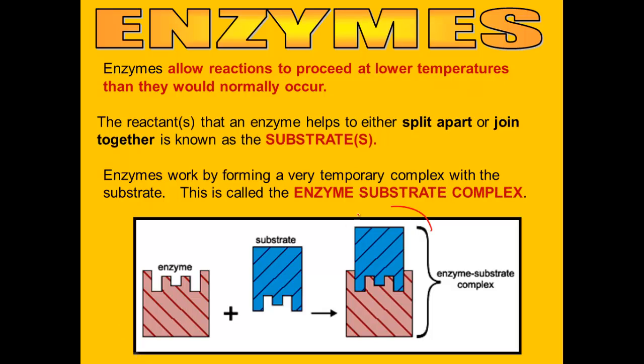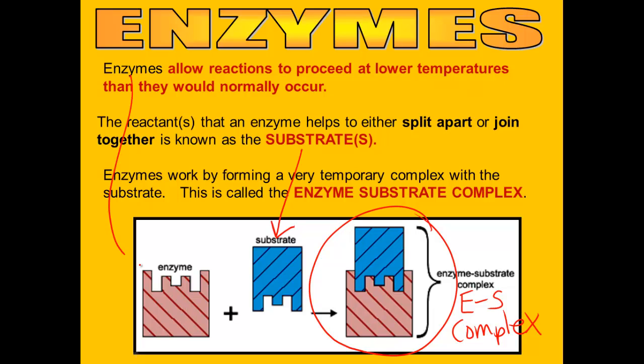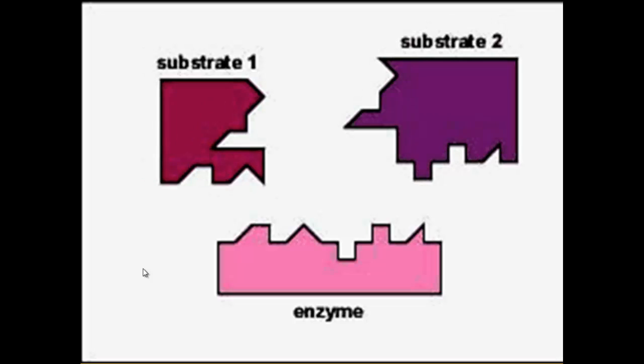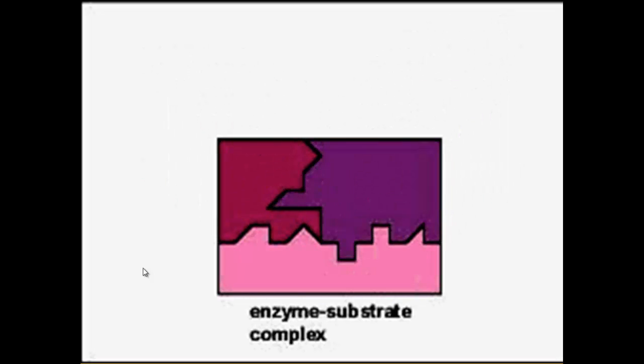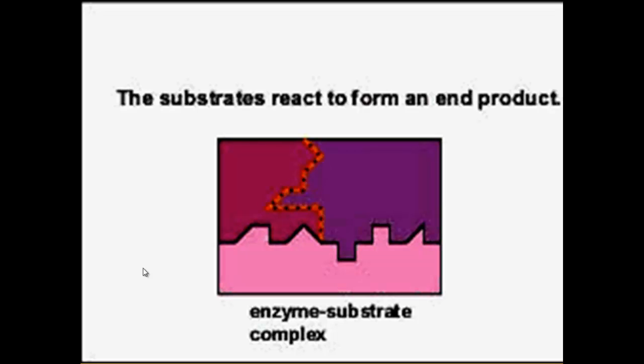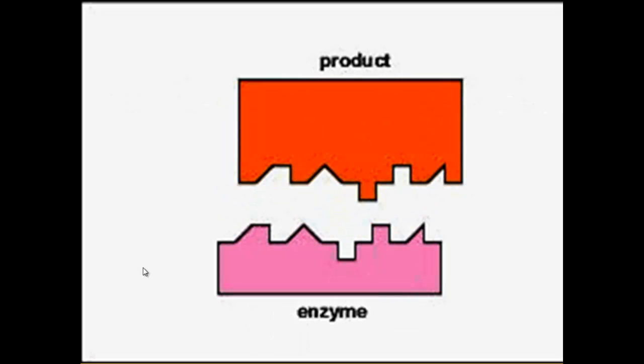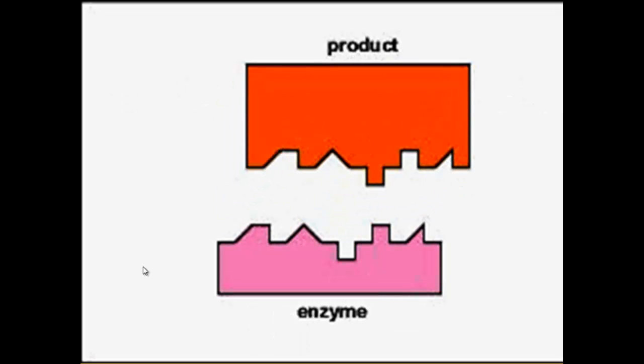And there's a few steps involved in this. One of the steps is you'll end up with an ES complex, an enzyme substrate complex, when the enzyme and the substrate are fused together and the enzyme is putting stress on the substrate to either break it apart or join it together. So here we see two substrates coming in to the active site of the enzyme, and the enzyme causes stress and ultimately synthesizes, dehydration synthesis, joins those substrates until they become products.